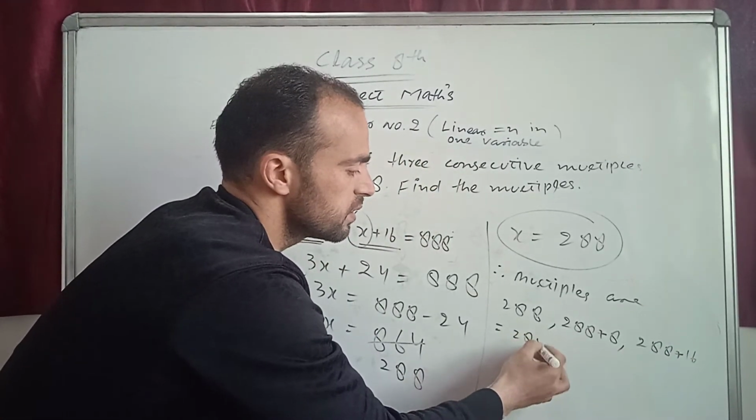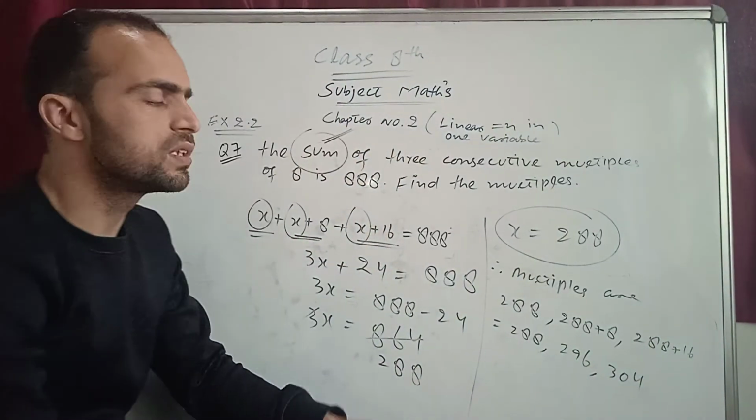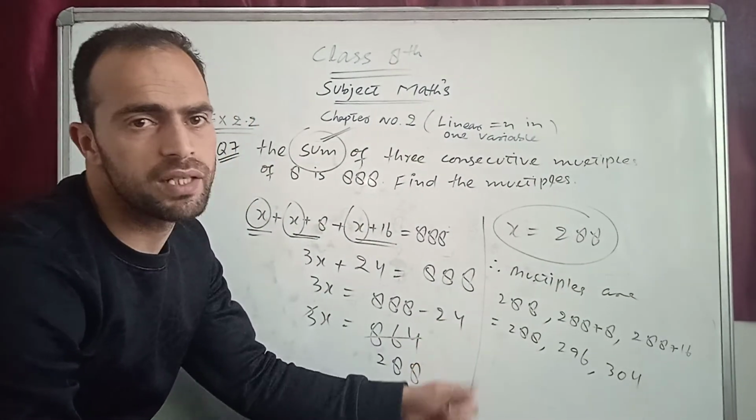It means 288 is the first one, the second is 296, and the third is 304. These are the multiples. These are the three consecutive multiples of 8.